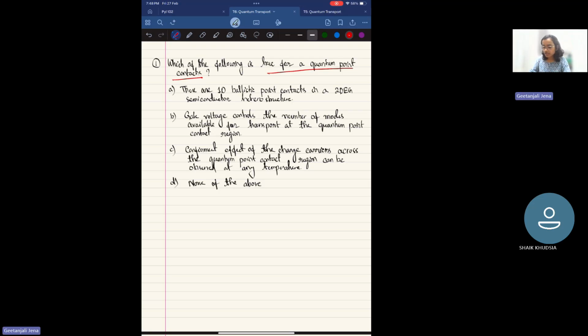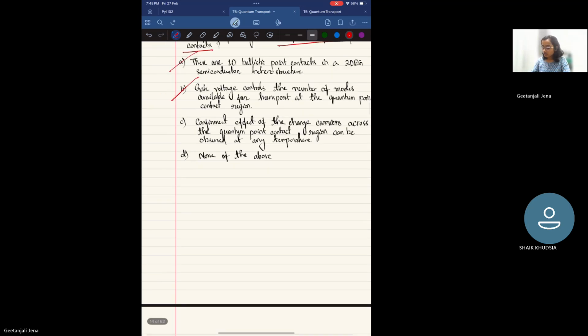A and B. Yes, you are correct. So A and B are the correct options.